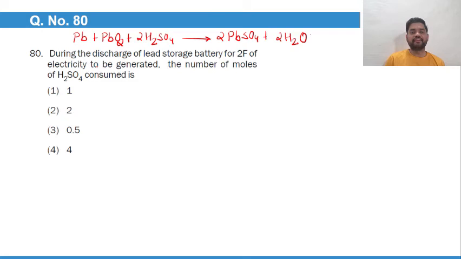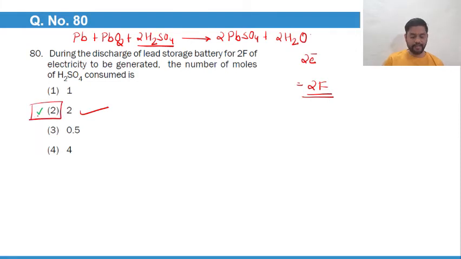So 2 Faraday of electricity to be generated. During the discharge of lead storage battery, for 2 Faraday of electricity to be generated, the number of moles of H2SO4 consumed. Okay, so see, 2 Faraday of electricity, if your knowledge serves you right, during discharge or recharge, the number of electrons lost or gained is 2 electrons. That means the number of moles of electrons is 2 moles, that means 2 Faraday. For 2 Faraday of electricity, how many moles of H2SO4 are consumed? It is 2 moles. So option number 2 will be the right one.